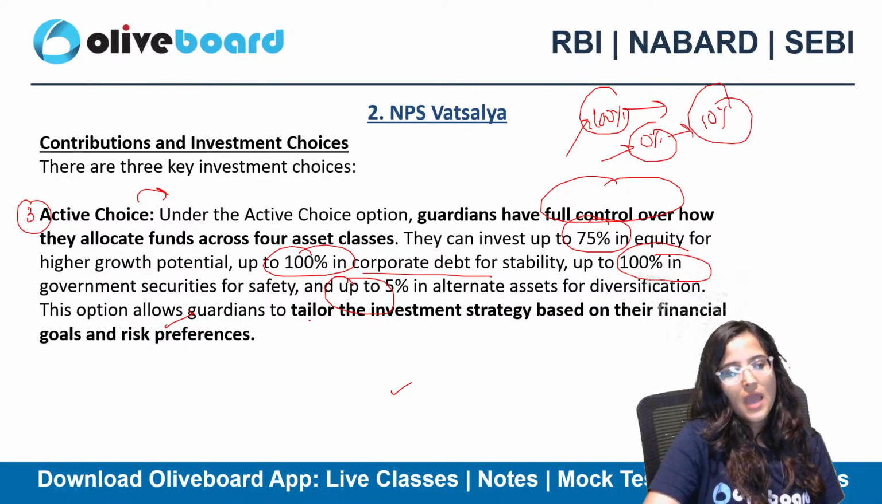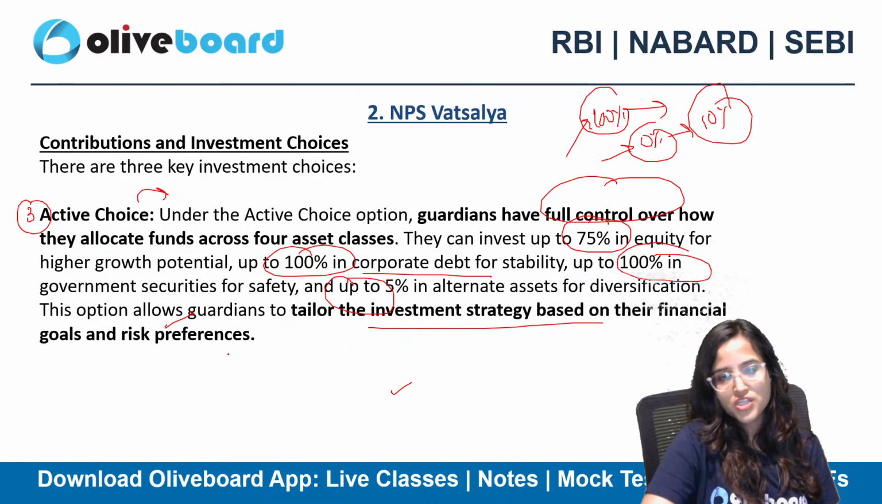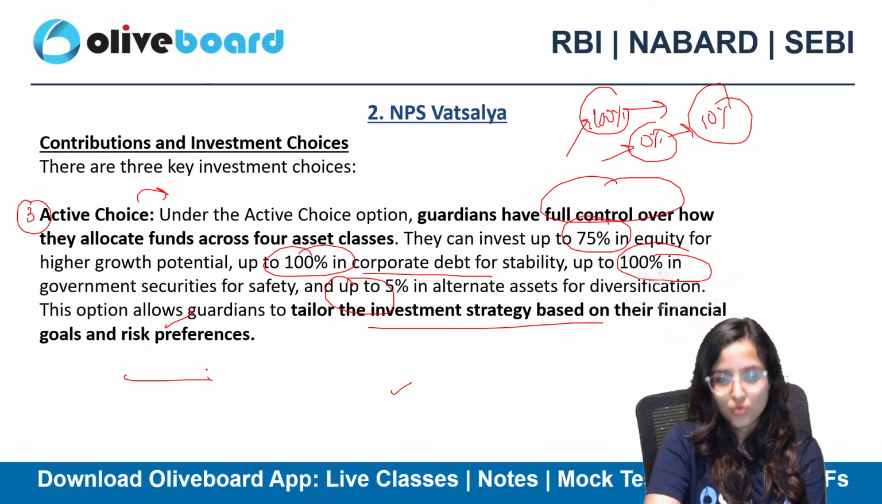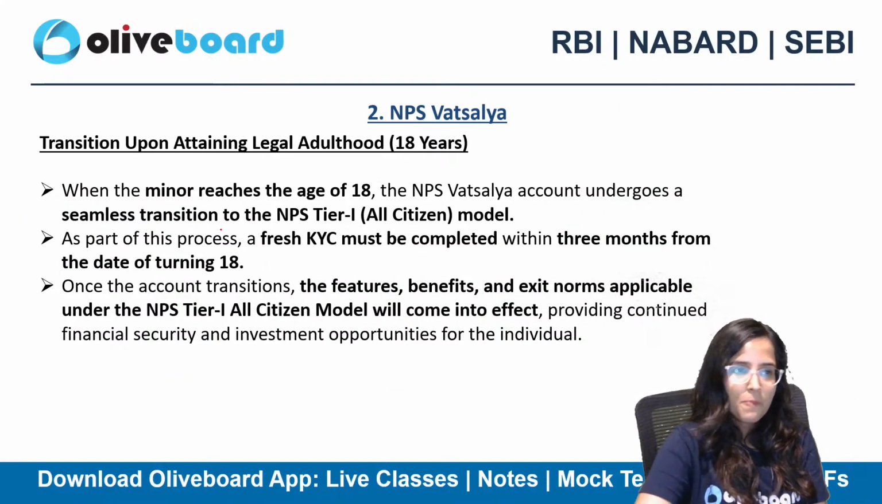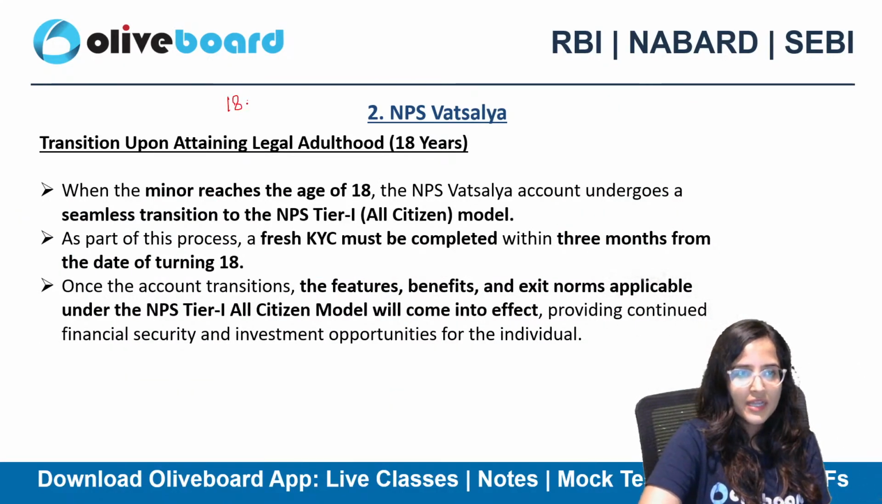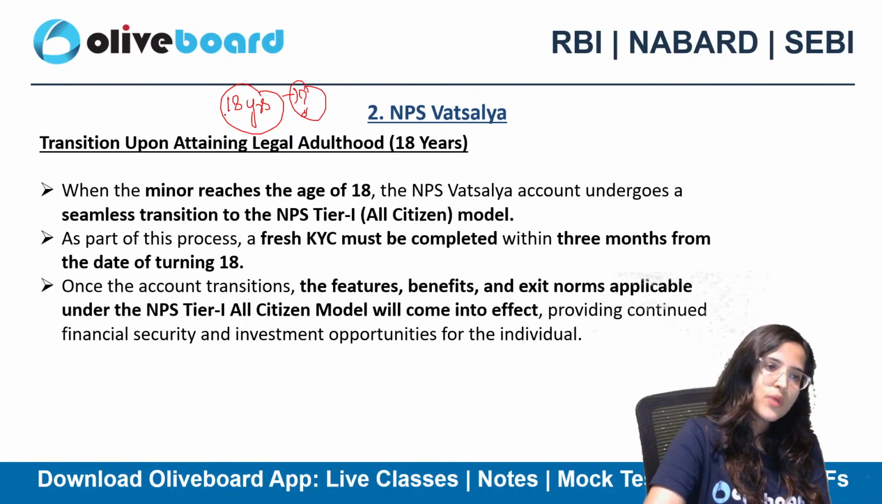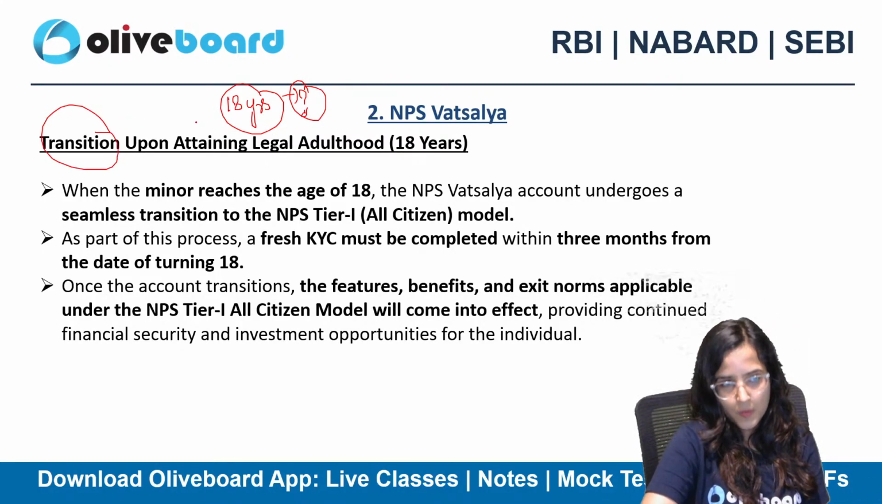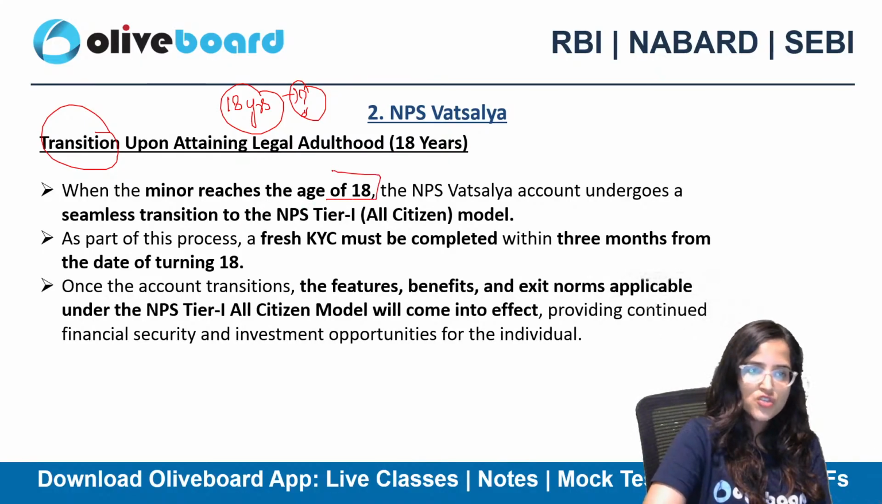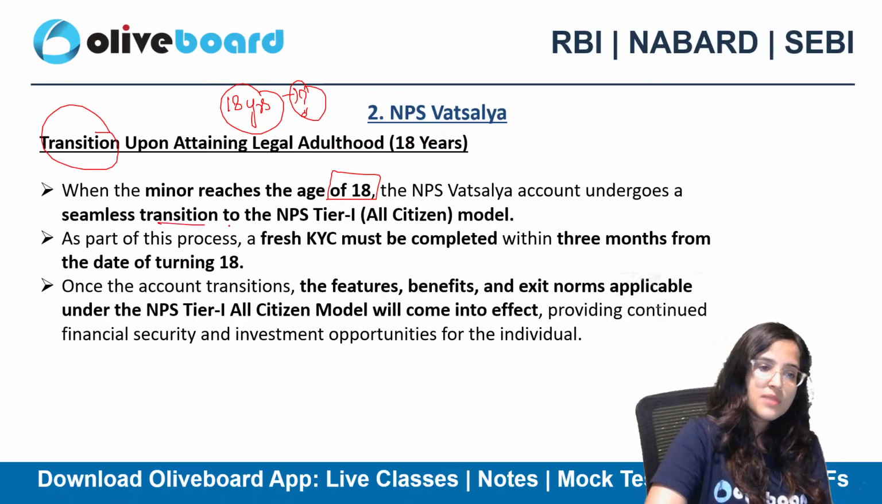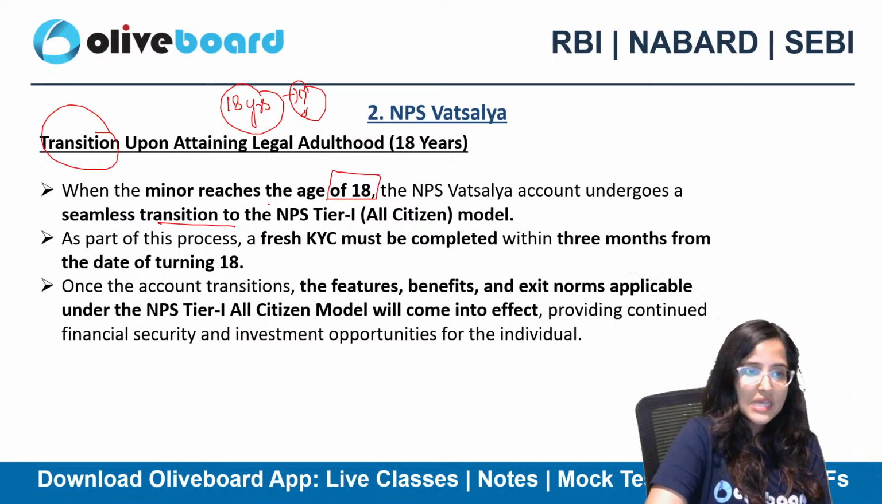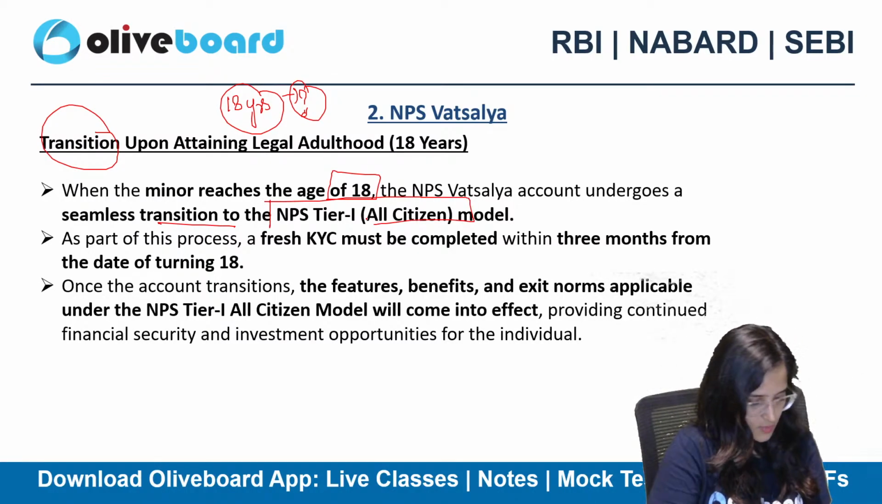And this option allows the guardians to tailor the investment strategy based on their financial goals and their risk preferences. Okay. Once that child has attained 18 years of age, then what? Then that account will be transitioned to another account. So if a minor reaches the age of 18 years, then this NPS-Vatsalya account undergoes a seamless transition to what? To NPS Tier 1 All Citizens model.